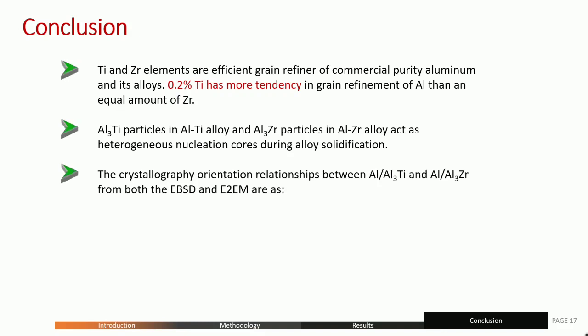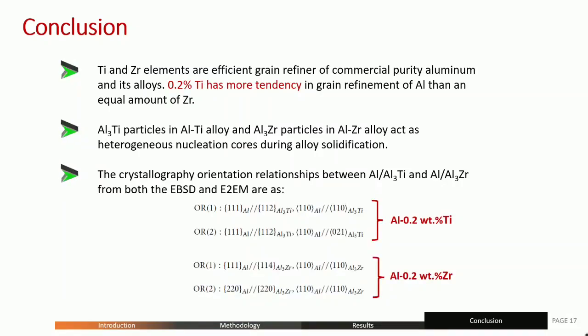So the crystallographic orientation relationship between Al3Ti and aluminum, and between Al and Al3Zr, from both EBSD and lattice matching are as they have got. It is exactly what they have predicted from the software. So they are getting the same thing in reality also.